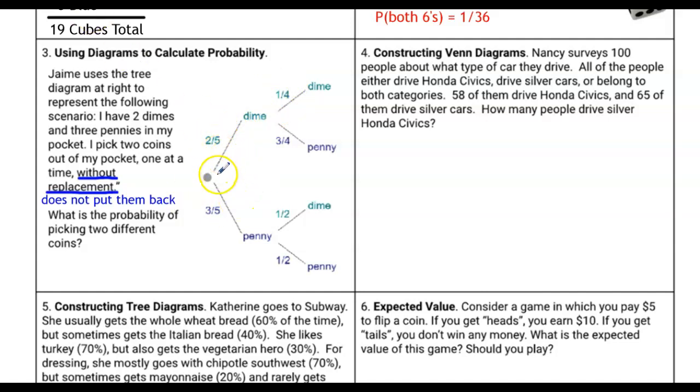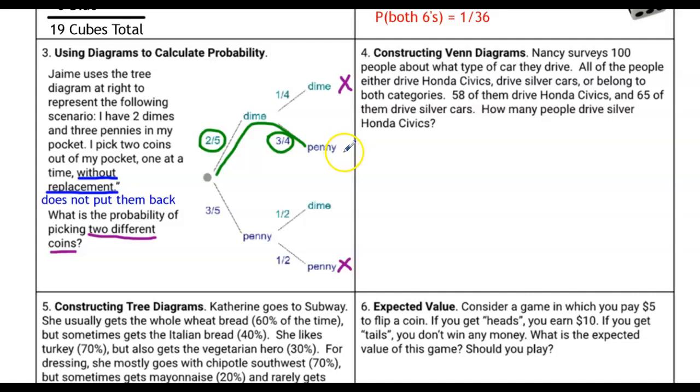So let's go through and try to figure out which outcomes give me 2 different coins. Okay? 2 different coins, right? So let's see. This first outcome is dime, dime. So that is no good. That is not what we want. That is not 2 different coins. And similarly, we have penny, penny down here. That is not what we want. That is not 2 different coins. But we do have dime, penny, which is here, and penny, dime, which is here. So we need to find these 2 probabilities and add them together.